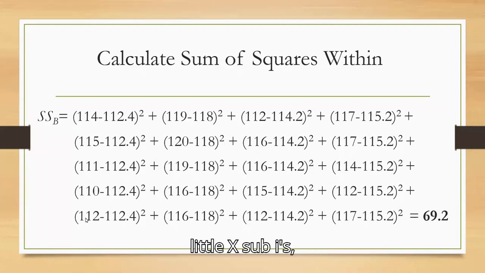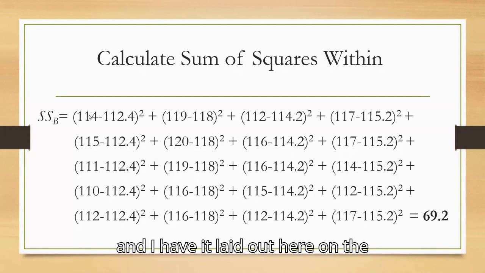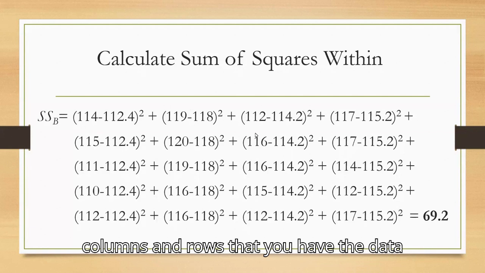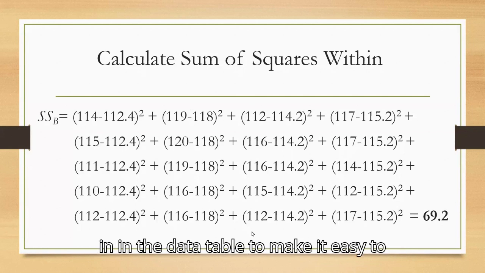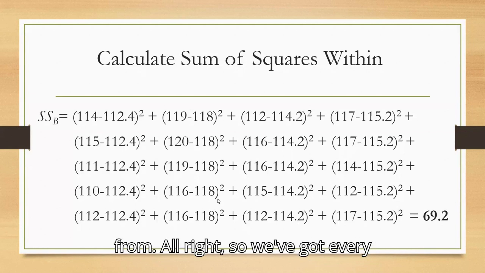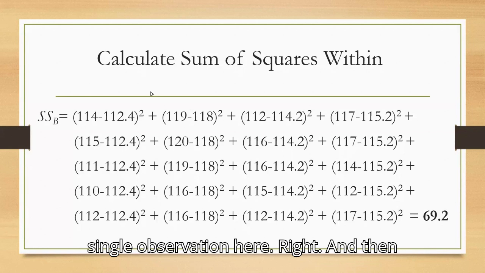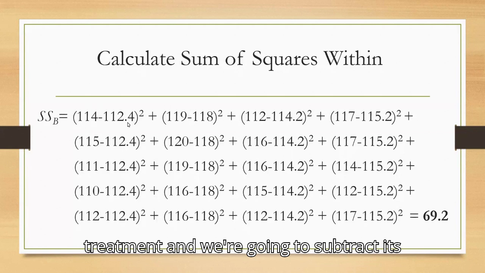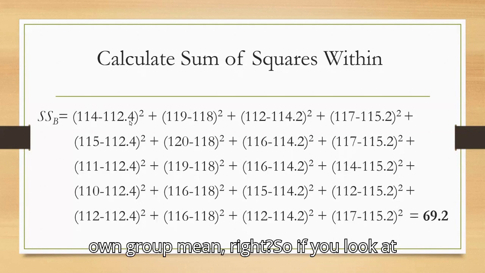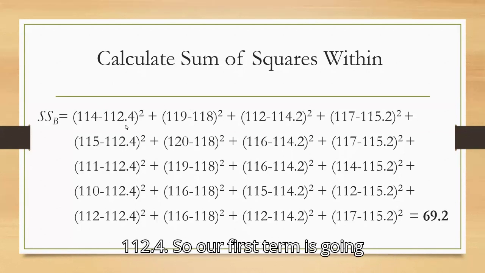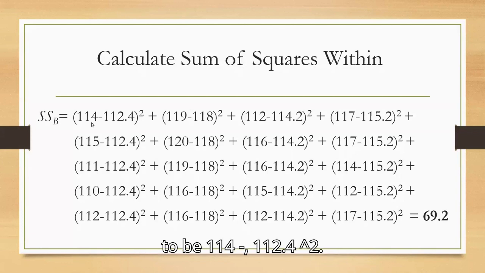These are the little X sub i's, and I have it laid out here on the page in the same order of columns and rows that you have the data in the data table to make it easy to see where these numbers come from. All right, so we've got every single observation here, right? And then each column is from the same treatment, and we're going to subtract its own group mean, right? So if you look at the data table, you see this number, and then down at the bottom, its group mean is 112.4. So our first term is going to be 114 minus 112.4 squared.